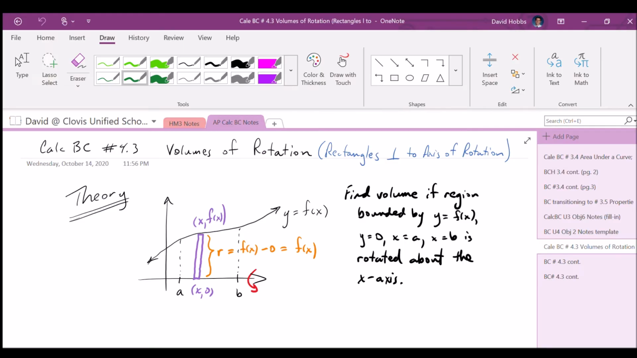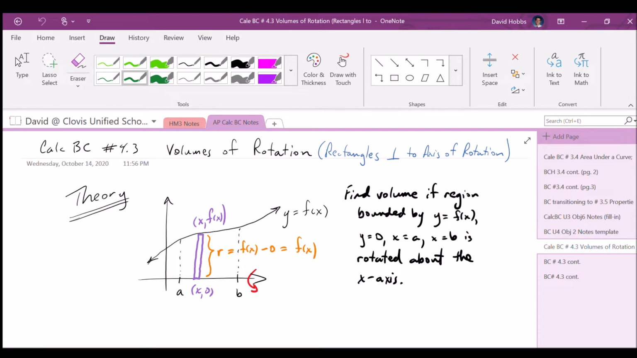This is Unit 4, Objective 3 for AP Calculus BC, and we're just starting to do volumes of rotation. Our focus for this lesson will be rectangles that are perpendicular to the axis of rotation. In theory, if I have some y equals f of x, and I'm rotating about the x-axis, notice I've got my arrow showing the direction of the rotation here.